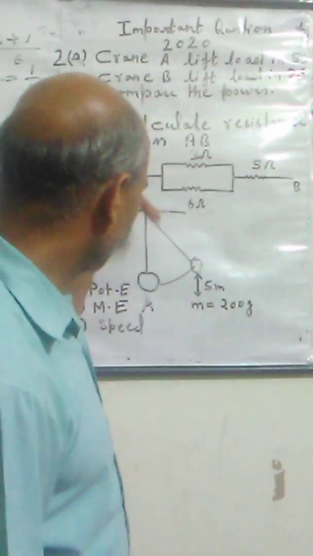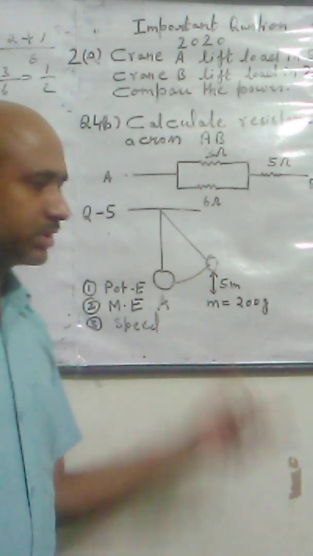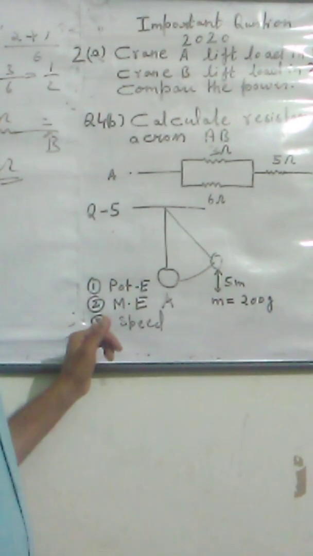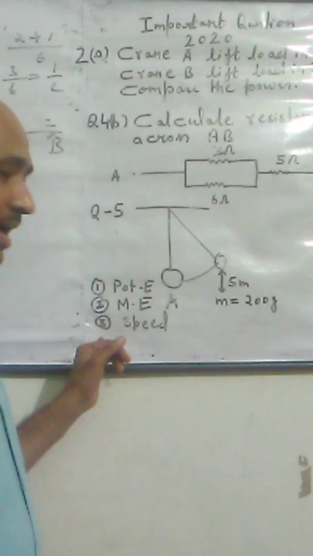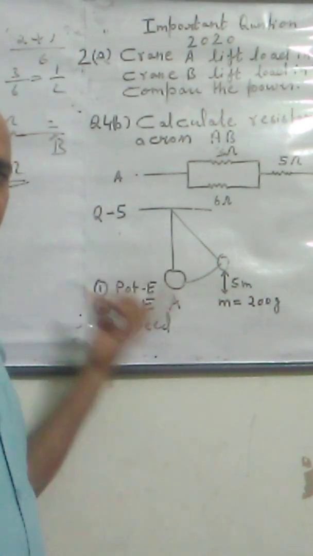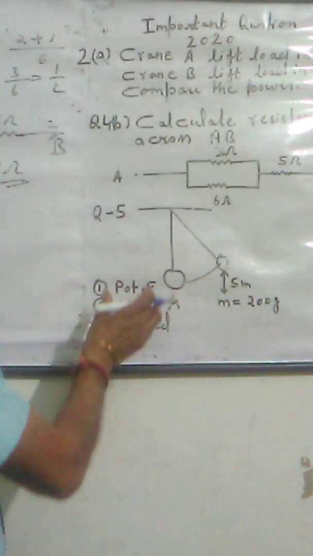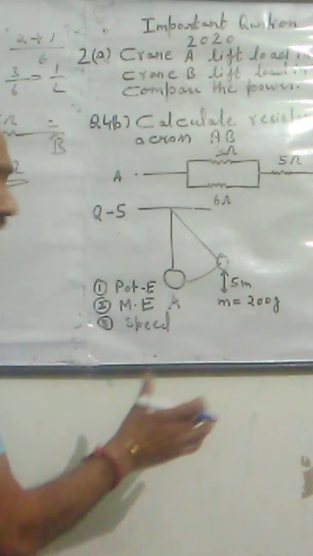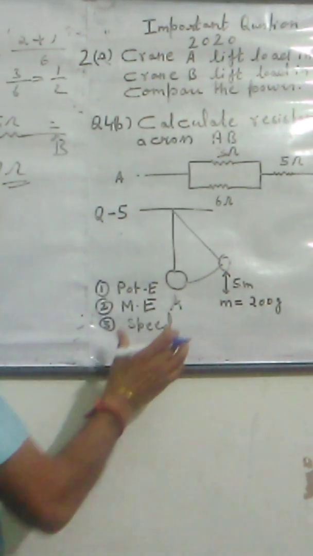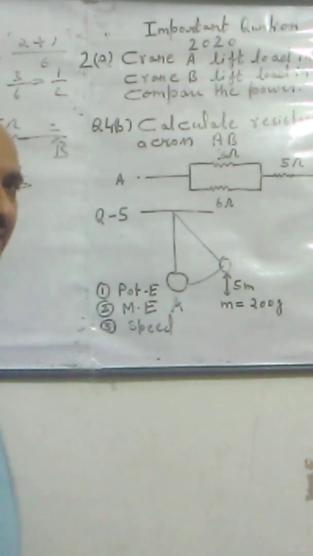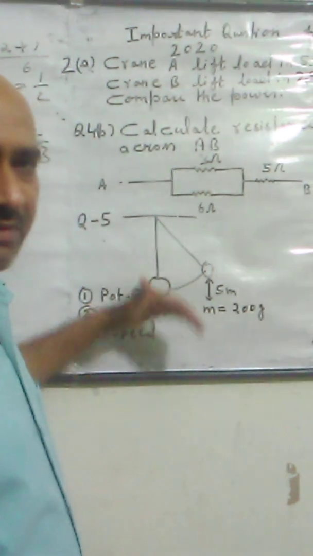Now coming to question number 5. Question number 5 is of 3 marks. There are 3 parts: part 1, part 2 and part 3. So obviously it is of 3 marks. In the first part, we have to calculate the potential energy. Then we have to calculate the mechanical energy. Then we have to calculate the speed of this bob. In the question, the diagram is given to you.